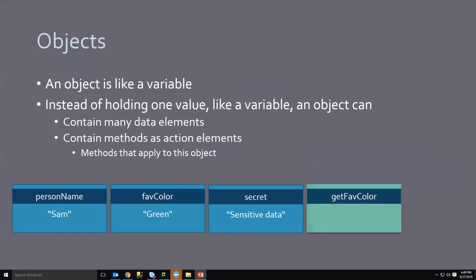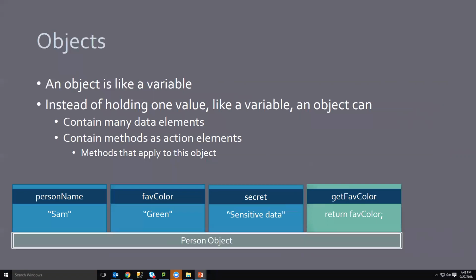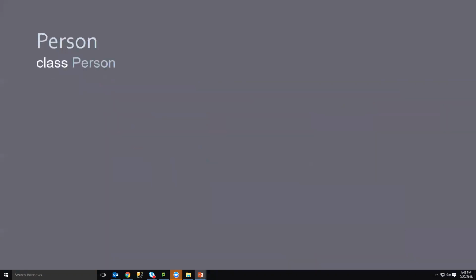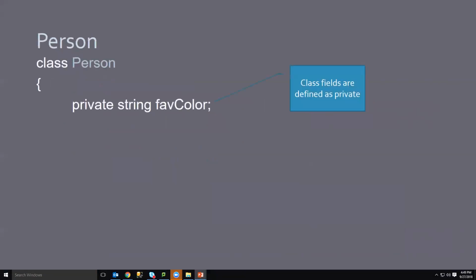I might have an action or a method that was get favorite color. Maybe I want to ask him what his favorite color is in that method. So that could be an action in my class. That method would probably return that favorite color. Now, all of these data items and actions can be combined together to create a person object. So we would have a class.